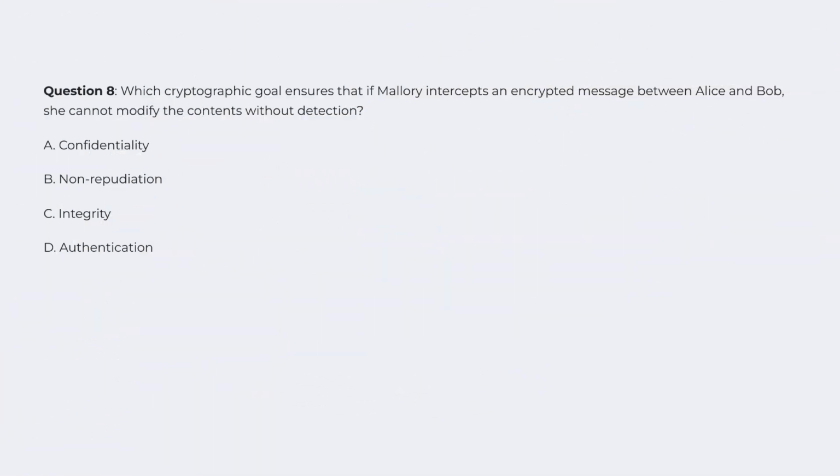Question 8. Which cryptographic goal ensures that if Mallory intercepts an encrypted message between Alice and Bob, she cannot modify the contents without detection? A. Confidentiality. B. Non-repudiation. C. Integrity. D. Authentication.